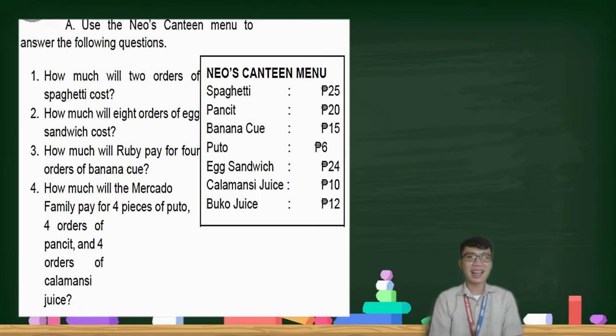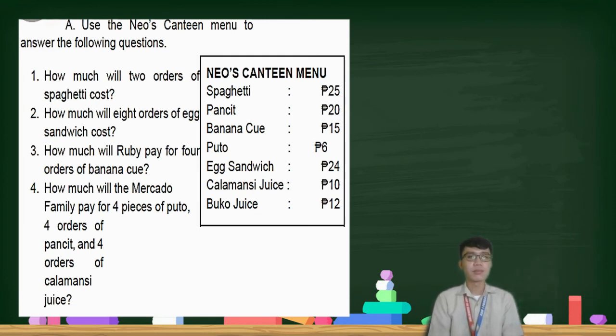Now, let's do this activity. Letter A. Use Mia's canteen menu to answer the following questions. Spaghetti, worth 25 pesos. Pancit, 20 pesos. Banana Q, 15 pesos. Puto, 6 pesos. Egg sandwich, 24 pesos. Calamansi juice, 10 pesos. Buko juice, 12 pesos.